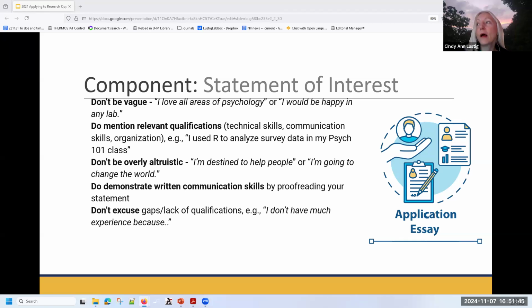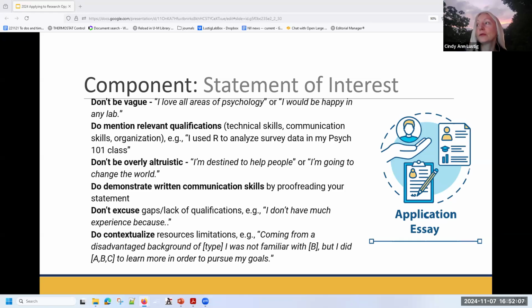If you don't have a lot of qualifications, that's okay. You can just rely more on your passion and on the skills that you have been able to build. It's okay if you don't have much research experience. That's why we are looking at you for this program, so that you can get the research experience.